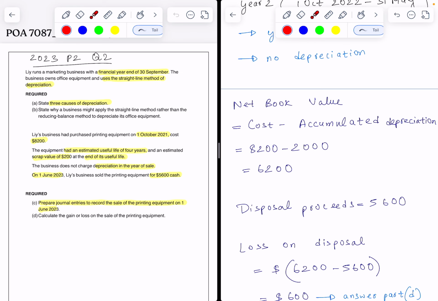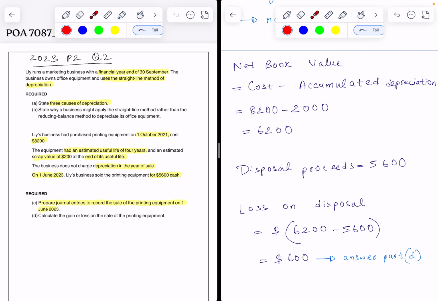Now the amount we have received by selling this asset, which is also referred to as the disposal proceeds, is $5,600. As you can see, the asset had more value remaining, which is $6,200, but we ended up selling it for less than its economic value at $5,600, which means we definitely sold this asset at a loss, and the amount of loss can be calculated by finding the difference between the net book value and the disposal proceeds, which is $6,200 minus $5,600, and that gives us a loss on disposal of $600. This is also answering our part D directly.